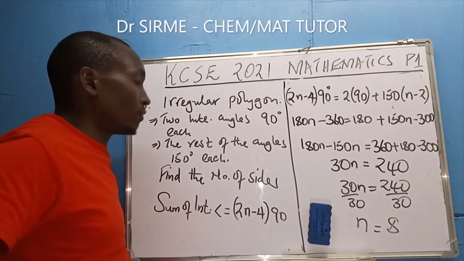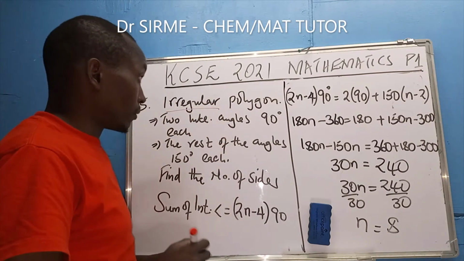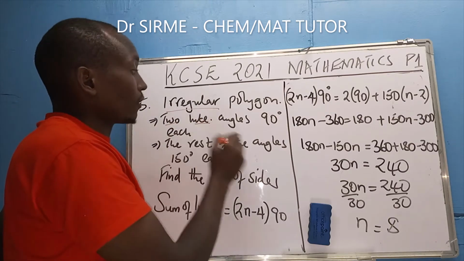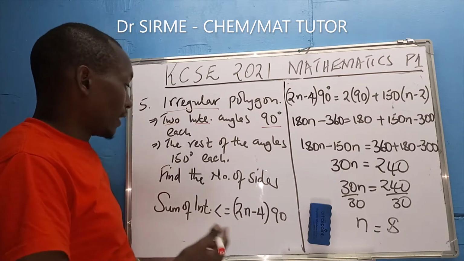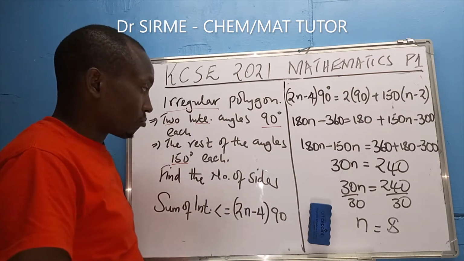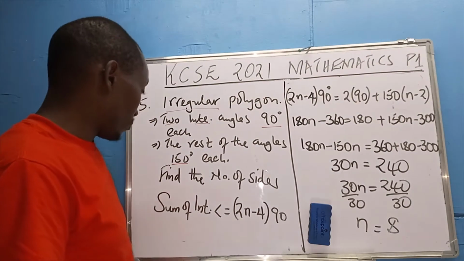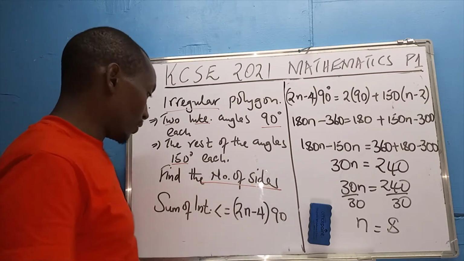Question number 5, you're given an irregular polygon. What you're given is that 2 of the interior angles are 90 degrees each. You're also told that the rest of the angles are 150 degrees each. With that, the question is, find the number of sides.